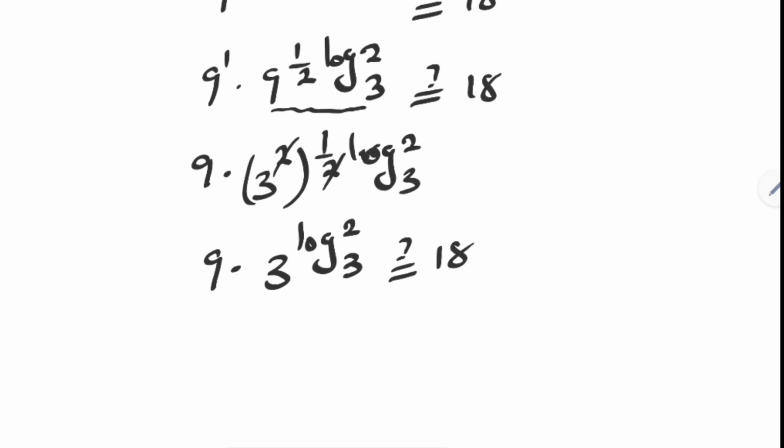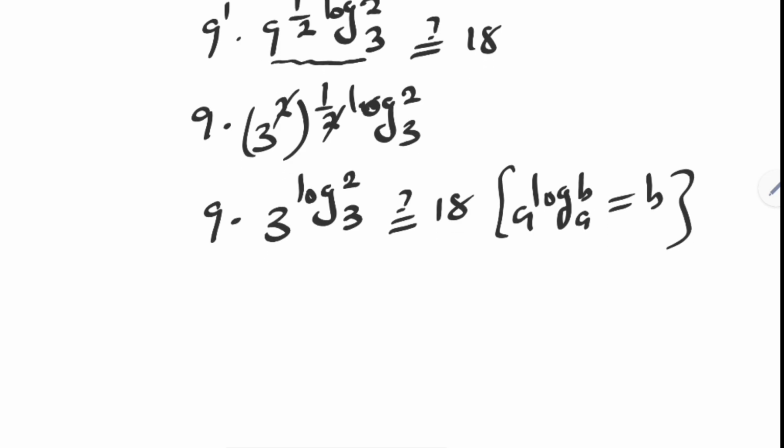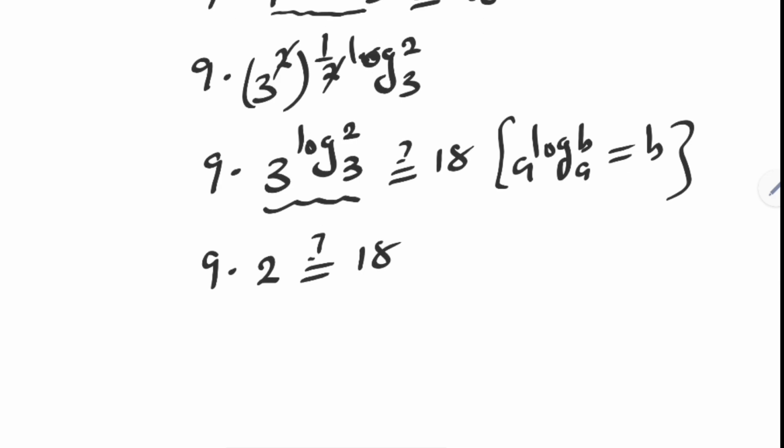Take note of this, that if you have a raised to power log b base a, this is equal to b. Then this is 9 multiplied by the whole of this is 2 must be equal to 18. 9 multiplied by 2, this is 18, is equal to 18, which is true.